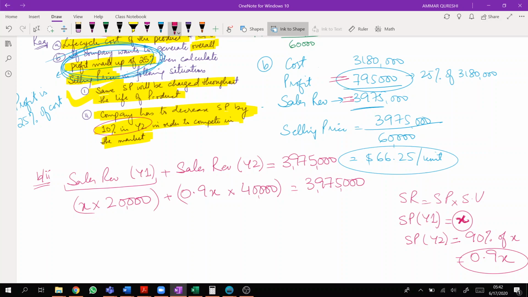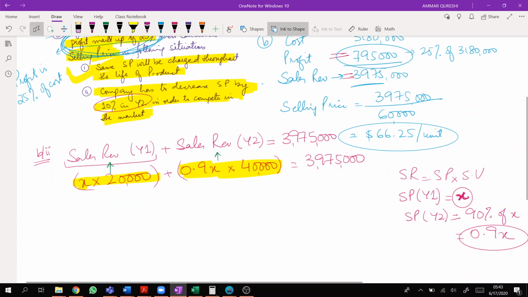the selling price. But selling price of year 1 is X. Selling price of year 2 is 0.9X. So if you multiply these two figures, you will get the revenue of year 1. If you multiply these two figures, you will get the revenue of year 2, right? So this equation, we can solve for selling price by using this equation, right? So the only thing which we need to do here is to calculate the value of X, right?